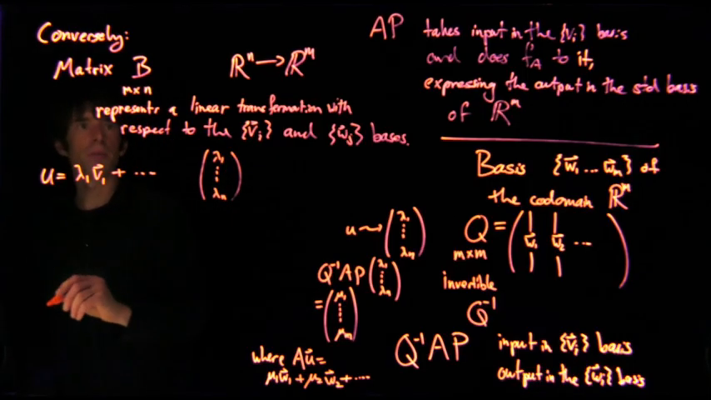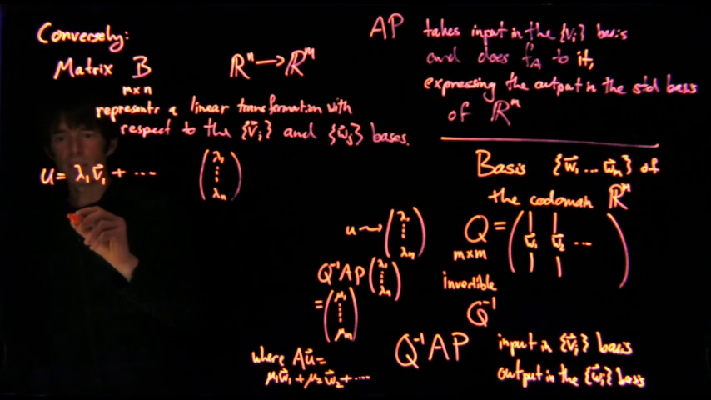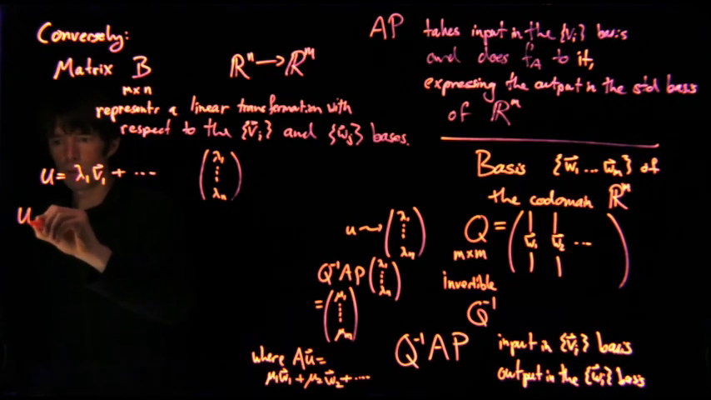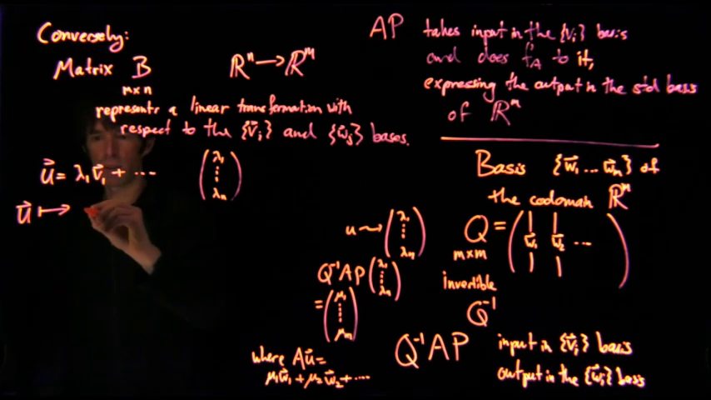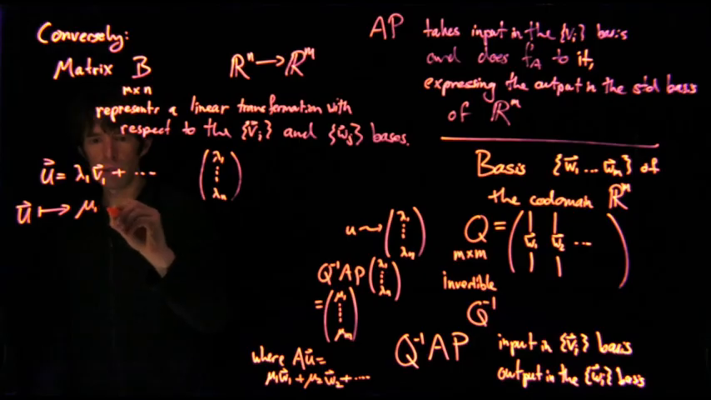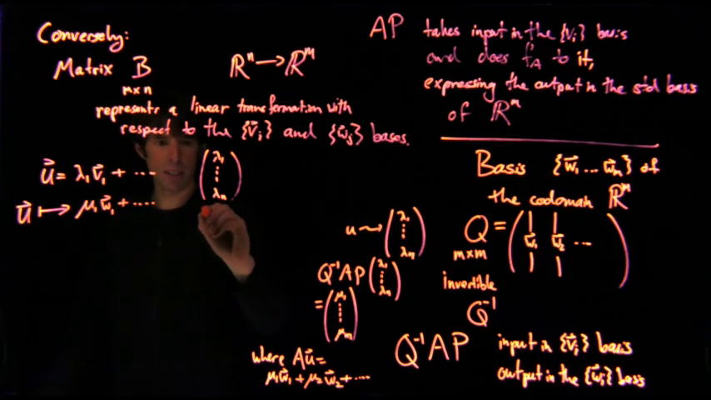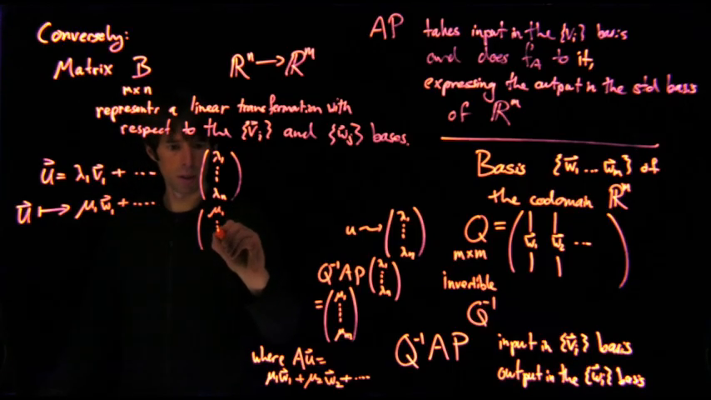And then this linear transformation represented by B sends u to some vector which is mu1 times the first w basis vector plus dot dot dot. So I'm representing the output as mu1 down to mu m.